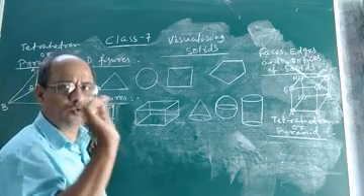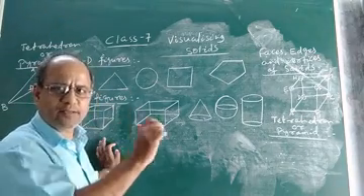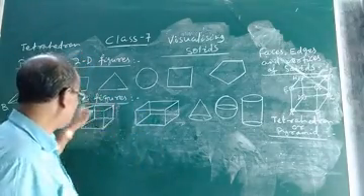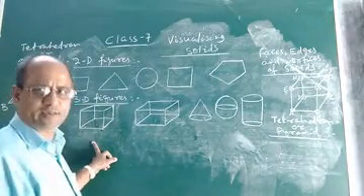How many edges? 12 edges. Edges means line segments. So there are 12 line segments or 12 edges in a cube.